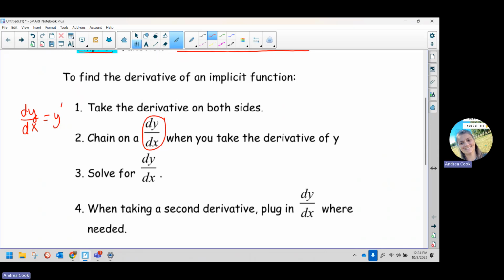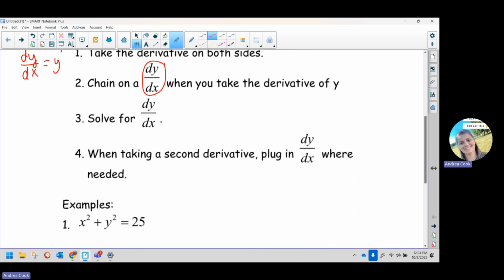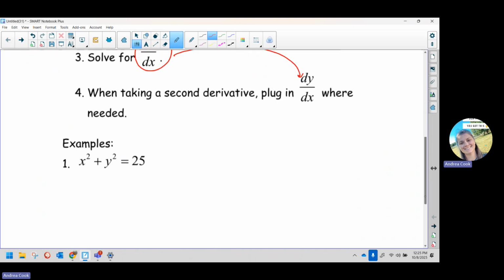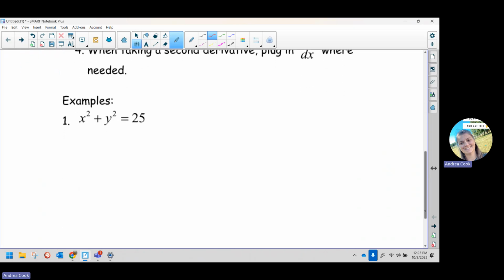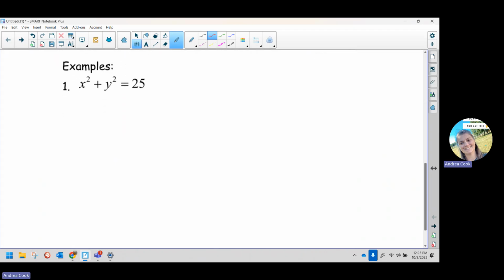When taking the second derivative, we are going to have to plug in dy over dx where needed. That's going to make more sense when we do a problem, but basically you found the first derivative, and when you go to find the second derivative, you're going to take that answer and plug it in when you need to. All right, so I don't think this stuff is very difficult. The last problem we do is pretty long, but these aren't bad.